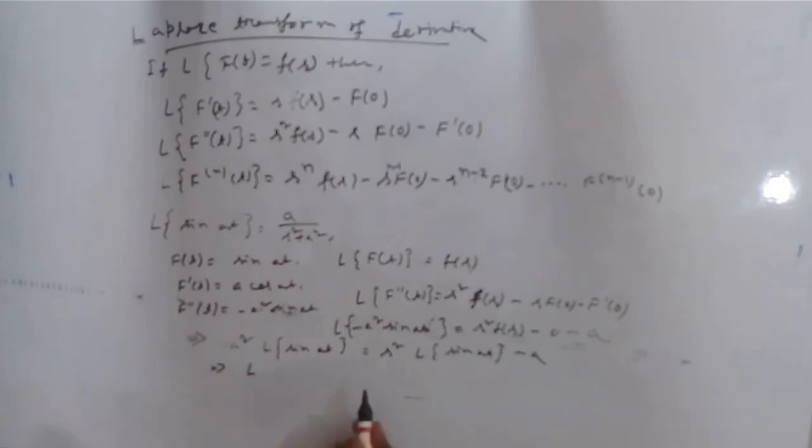So by solving this, if we find the value of L sin at, it will be minus a by minus of (s square plus a square), that is a by s square plus a square. So this is the Laplace transform of sin at, a by s square plus a square, which you already know, but now we have done it using the Laplace transform of the second order derivative.